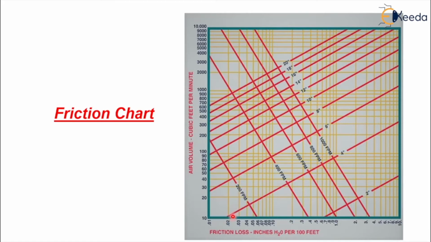And you see here, these are the inclined lines, this one, and this one. These are the duct diameter lines. You can say these lines are showing the duct diameter, that means they show the duct size. And these lines show the velocity of air in the duct. This is the friction chart.